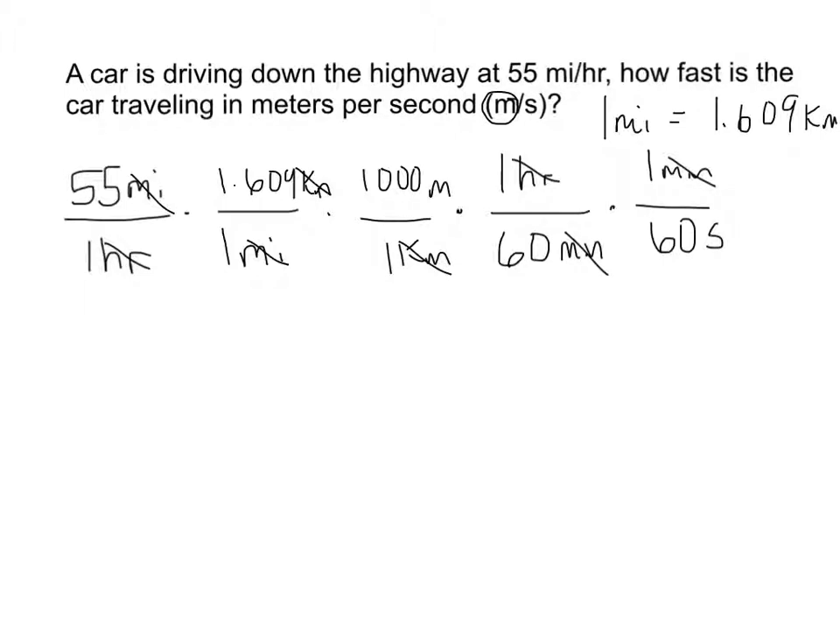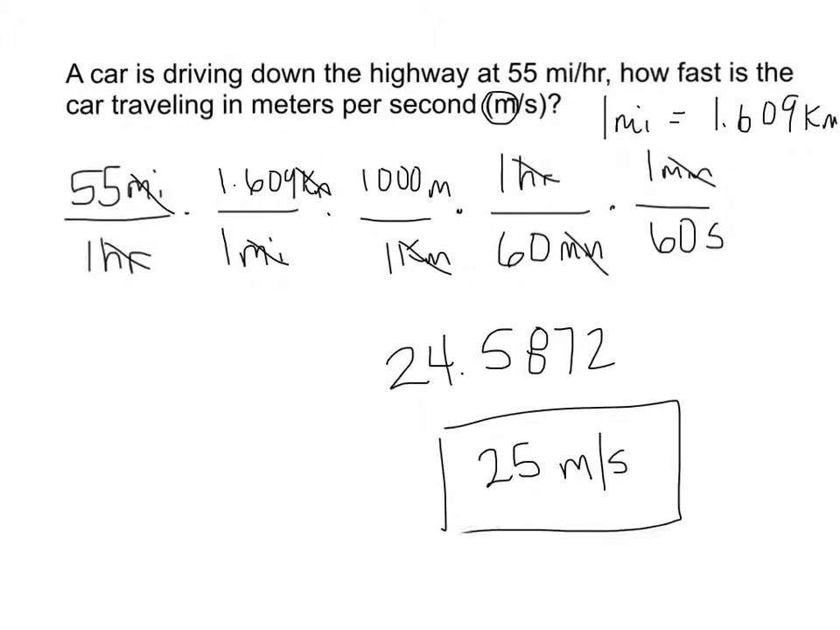I grab my calculator. I take 55 times 1.609 times 1,000 divided by 60 divided by 60 again. And what it's going to give me is a number that looks like 24.5872. So I look at my initial measure, it only had 2 sig figs, and let's round this to 2. The answer, 25 meters per second.